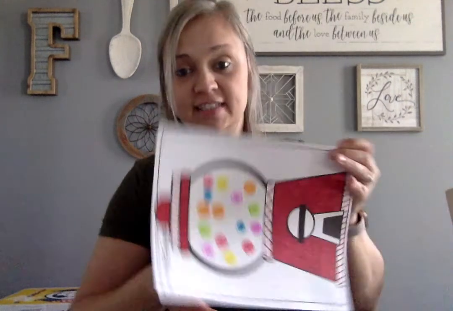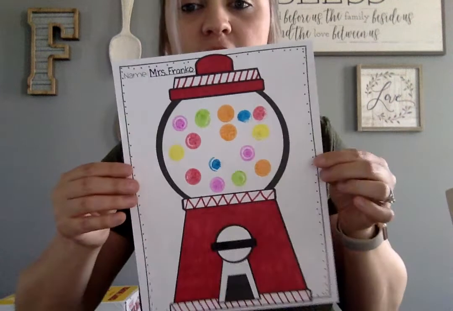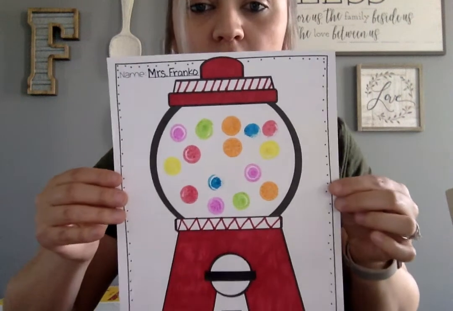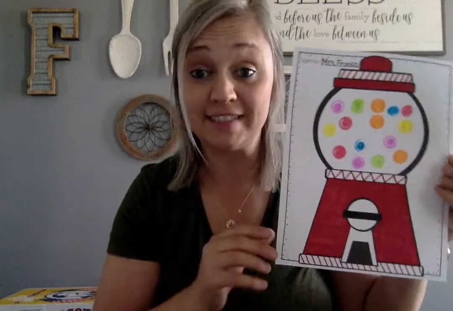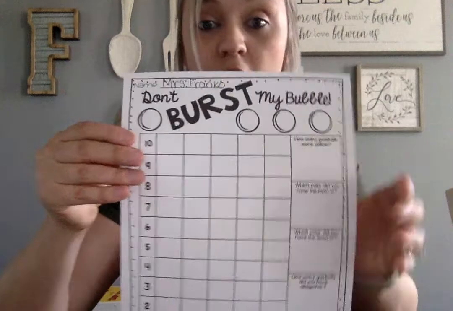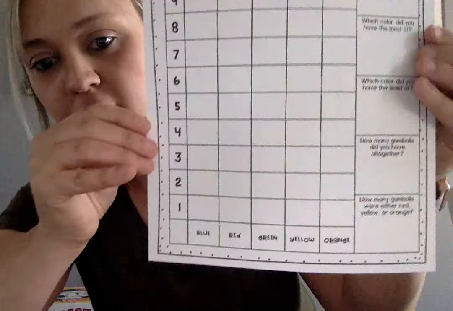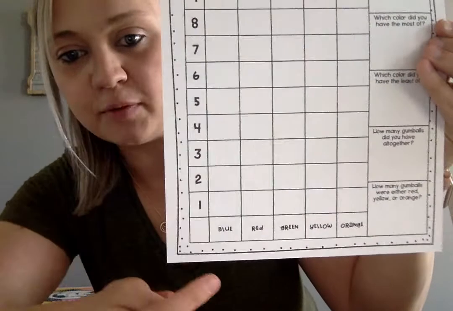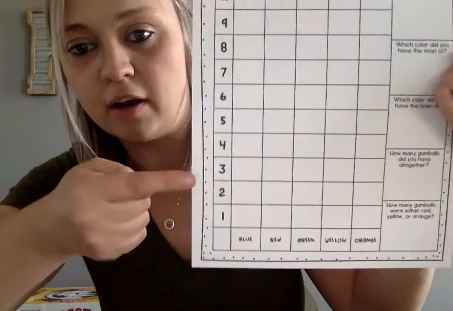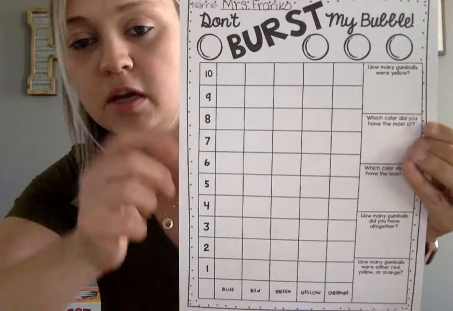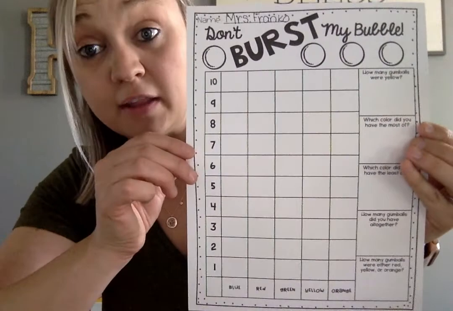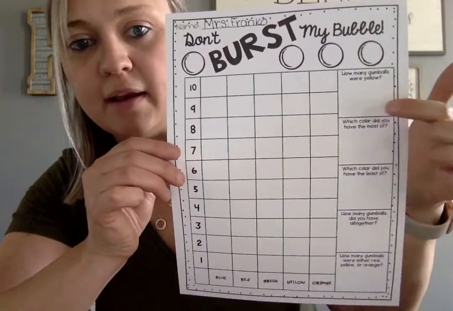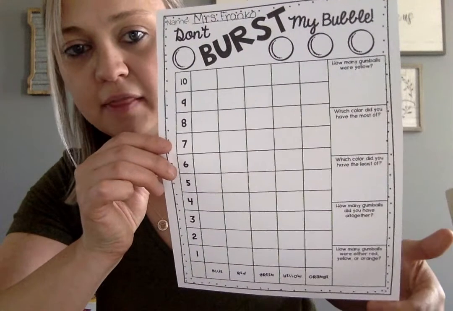All right, once that's done, this is what your gumball machine will look like. Okay, you have all your gumballs inside. Now that you have all of your data, you will then be able to put it into your bar graph. All right, as you see, we have our colors below, we have our numbers on the side. Students will fill in their bar graph. Once they're done, they'll interpret their data and answer all the questions here on the side.